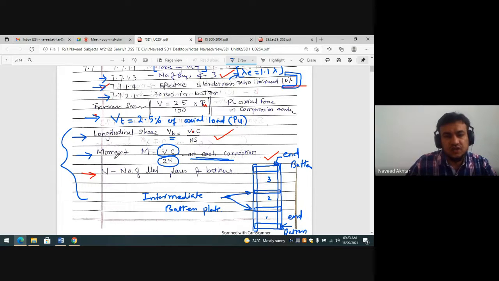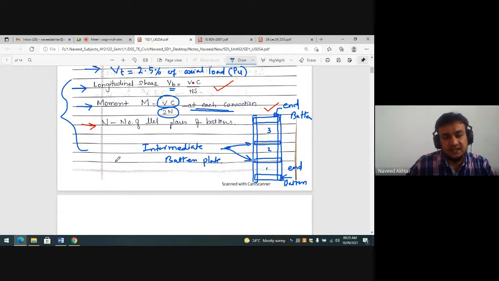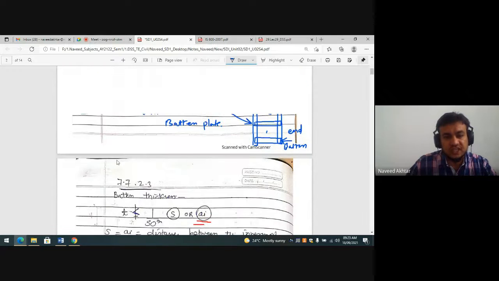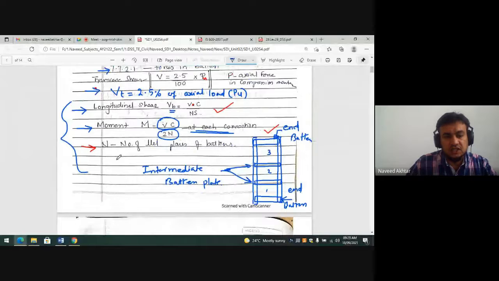Okay, so there we found Pd. Here we also do the same, but additionally you have to find out the longitudinal shear and the moment due to the battens. Okay, due to the load, the axial load.